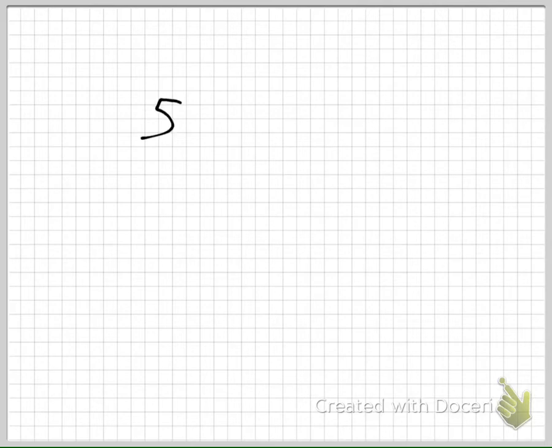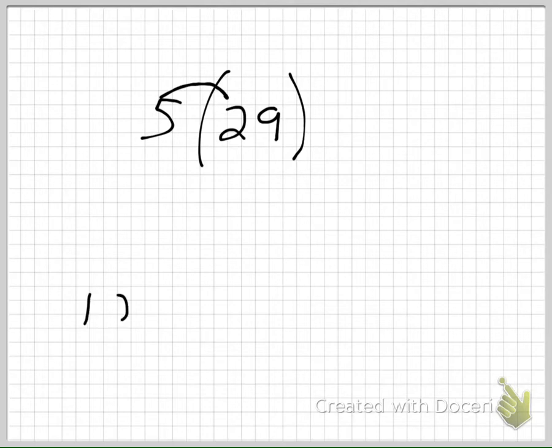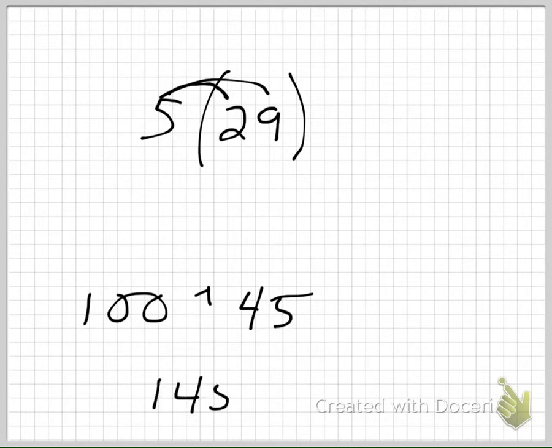Watch this. What if I have 5 times, I don't know, 29? Now here's the deal. 5 times 29, most people can't do that one in their head. You can if you use the distributive property. Watch. What is 5 times 20? 100. Plus, what is 5 times 9? 45. Does that make sense? That's the distributive property.